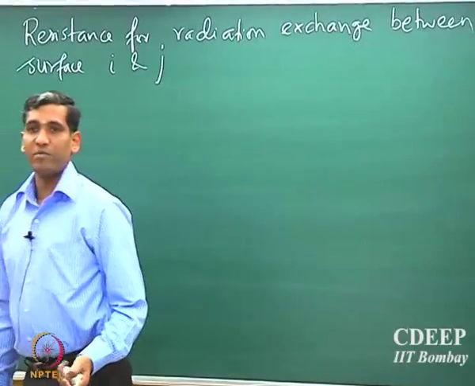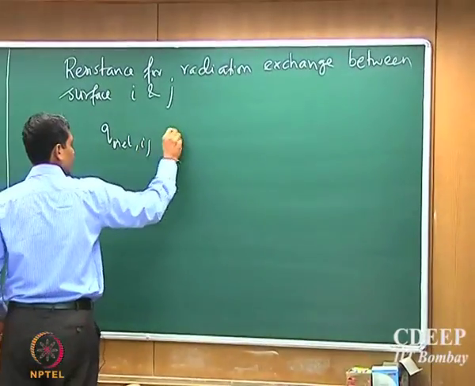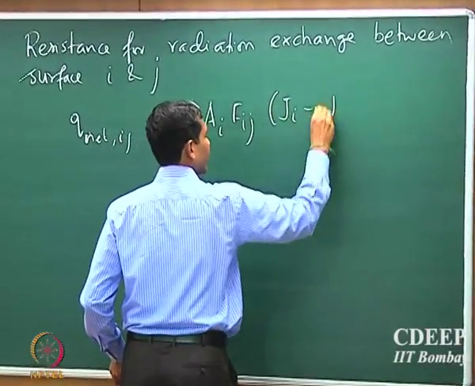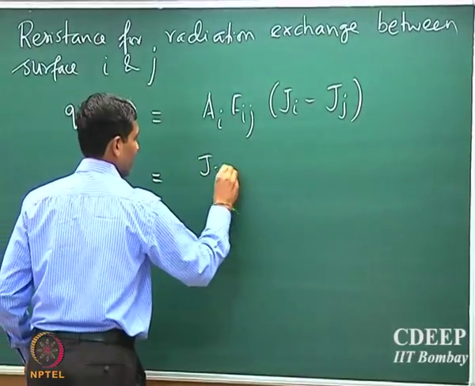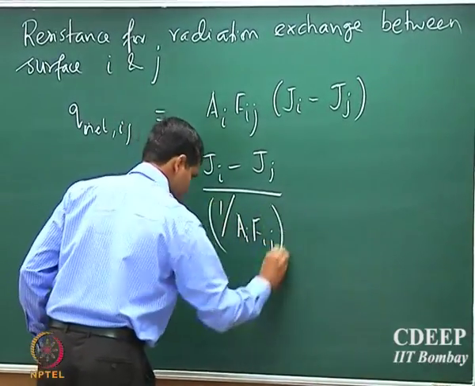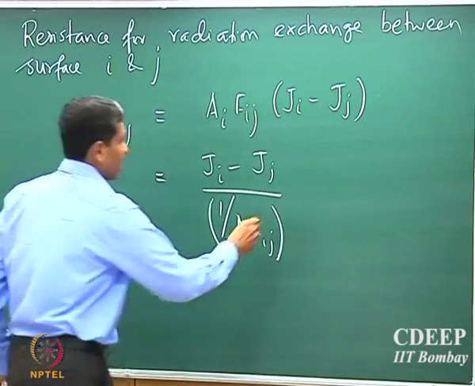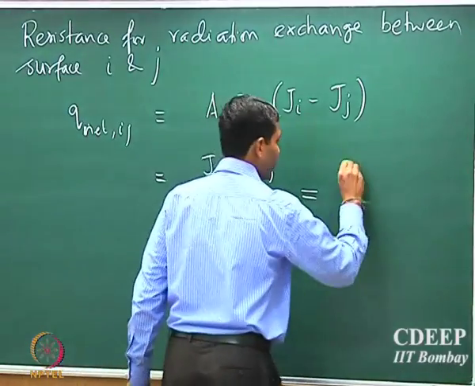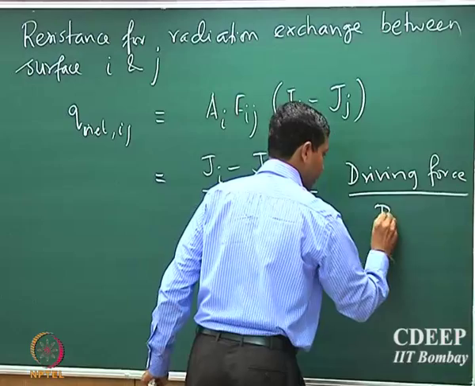So, radiation exchange between surface i and surface j is given by Ai Fij into (Ji minus Jj). Now we can rewrite this as (Ji minus Jj) divided by 1 by Ai Fij. So, the driving force for radiation exchange is the difference between the corresponding total emission from each of these surfaces. That is the driving force, divided by the resistance.